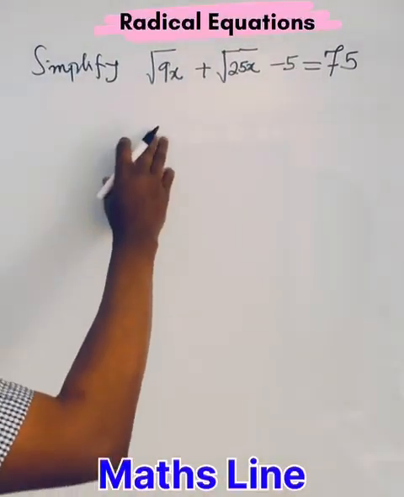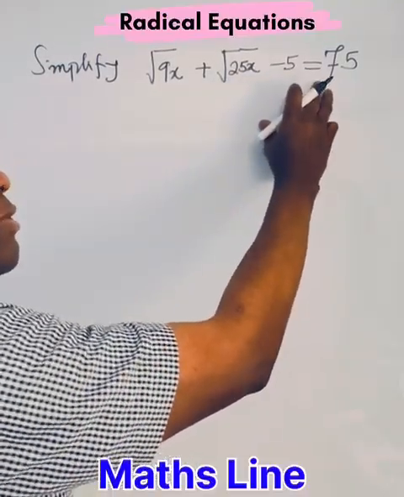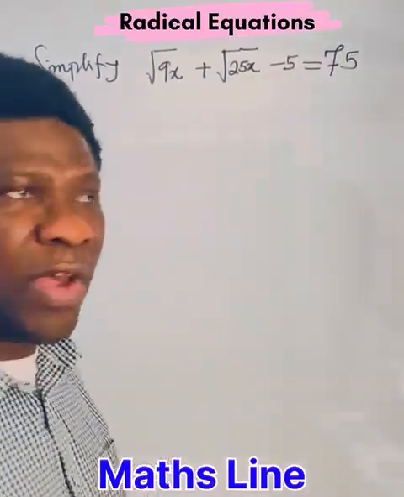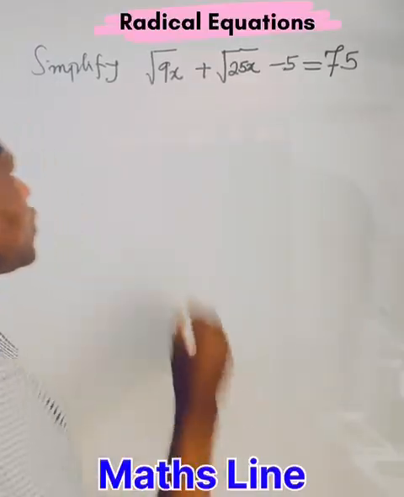It says simplify root 9x plus root 25x minus 5 is equals to 75. Now, what do you do with this kind of question? Let me teach you what to do. Solution.